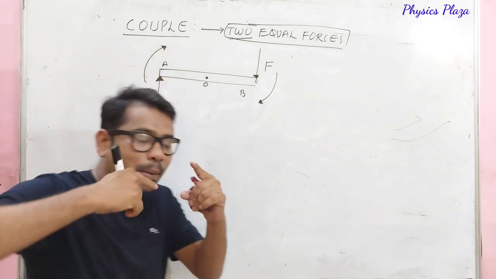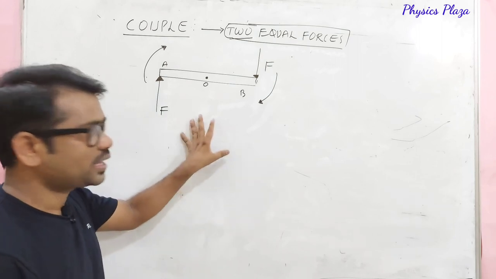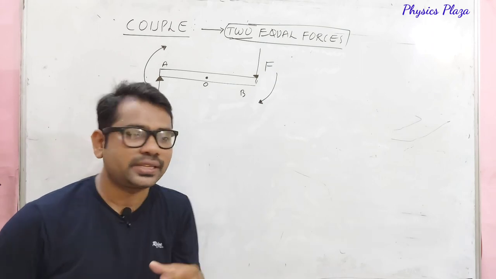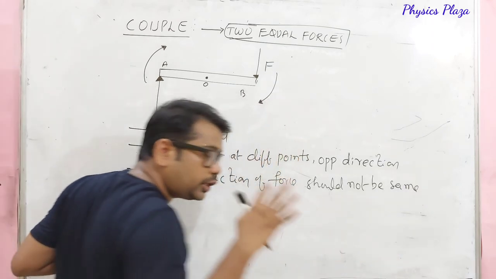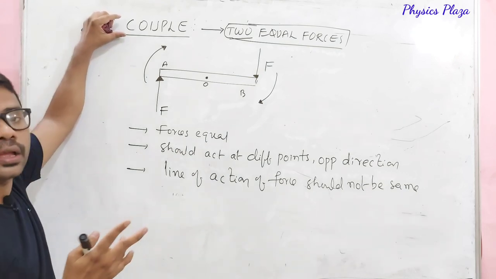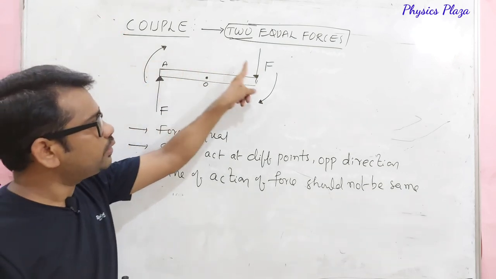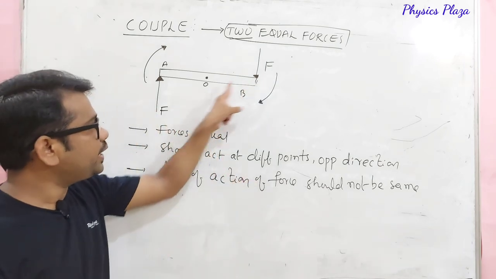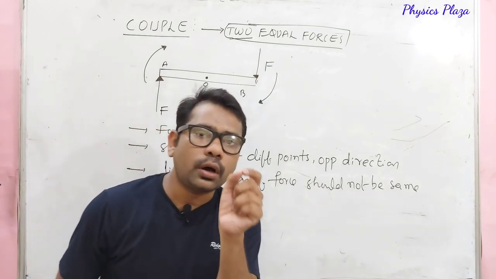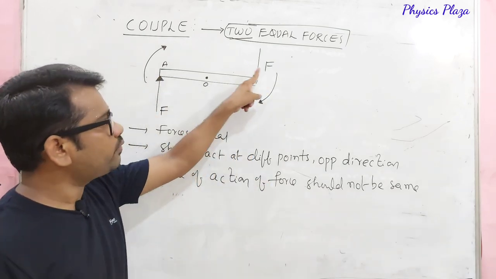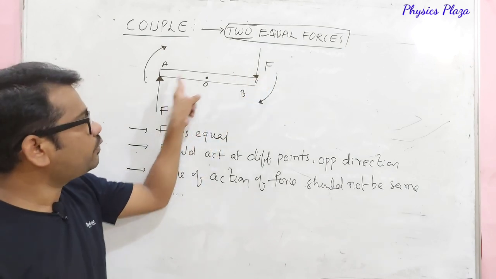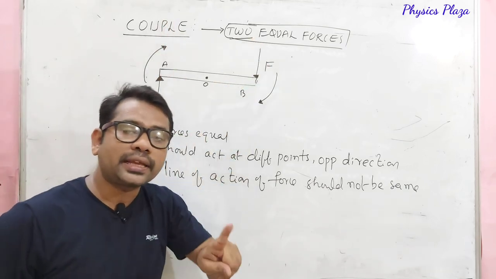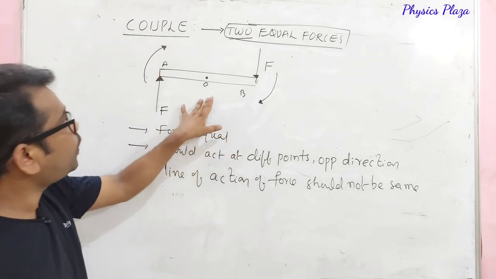So in result, what will happen? The body is rotated. In this case, these two forces are said to form a couple. So what is the condition, children? Two equal forces, we represent them with F and F only, not F1 and F2, which means both are equal in magnitude. So two equal and opposite forces which are not acting along the same line of action are said to form a couple.